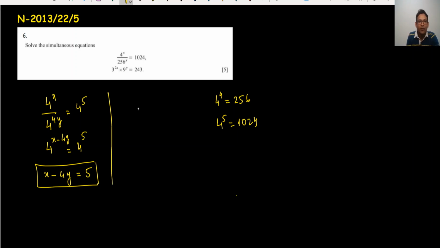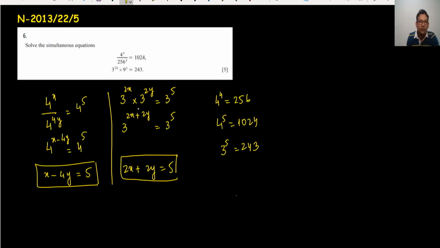Moving to this part, 3 power 5 is equal to 243. So I can use here 3 power 2x multiplied by 3 power 2y, and this is 3 power 5. When we multiply, we can add the powers. So 2x plus 2y is equal to 5. This is the second equation.